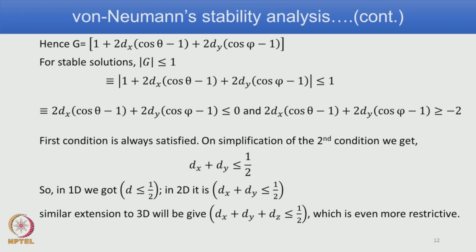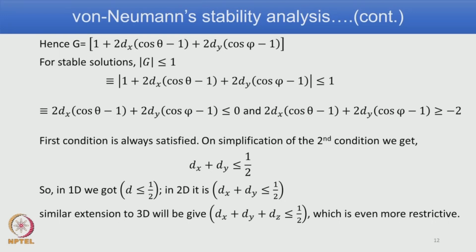So, you recall d is defined as alpha delta t by del x squared. So, similarly, when it comes to 2 dimensional, dx is alpha delta t by del x squared, dy is alpha delta t by del y squared, and you have a summed condition dx plus dy less than or equal to 1 by 2. So, whenever you have such a summed condition, it is becoming restrictive.